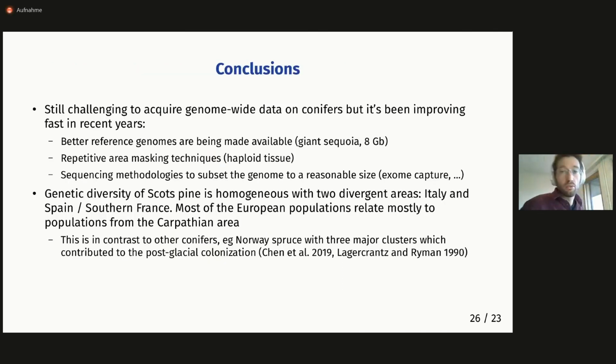So basically the conclusions are that while it remains challenging to use genome-wide data on conifers, it's been improving quite fast. And on the biological aspects, the genetic diversity of Scots pine is very homogeneous, with two divergent areas as identified previously in Italy and Spain. And then the remaining populations are actually related a lot to the populations from the Carpathian areas. And this is in quite a contrast with other species of conifers, which have more structure basically.